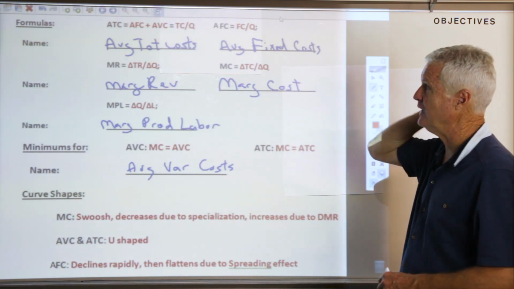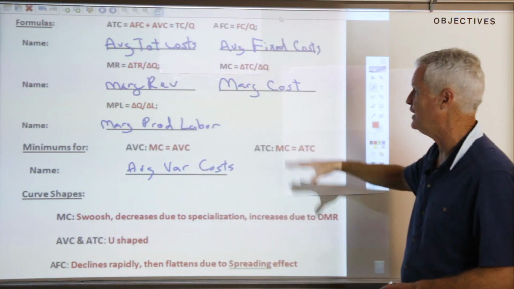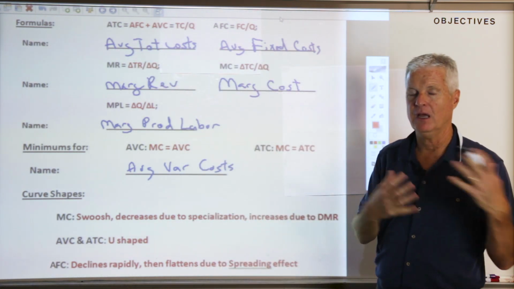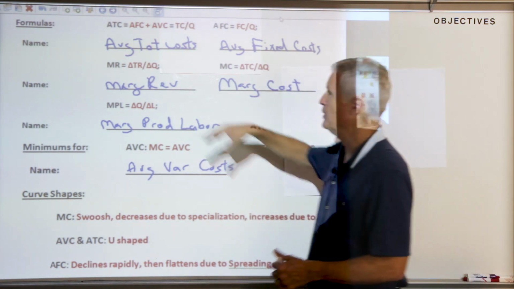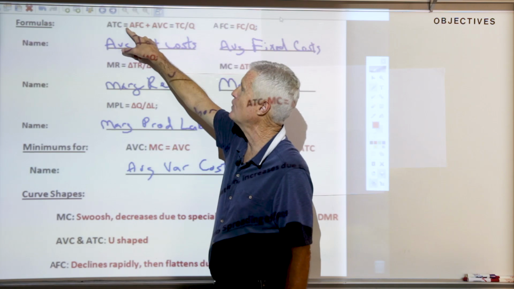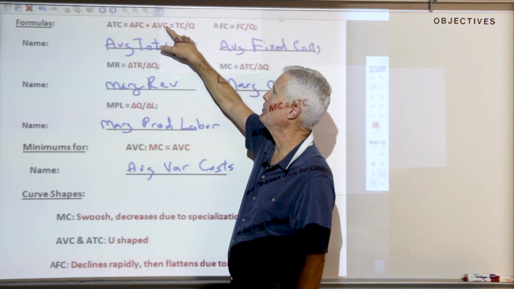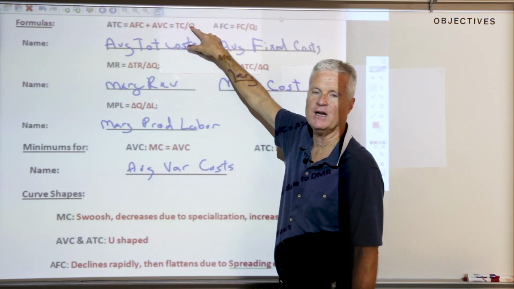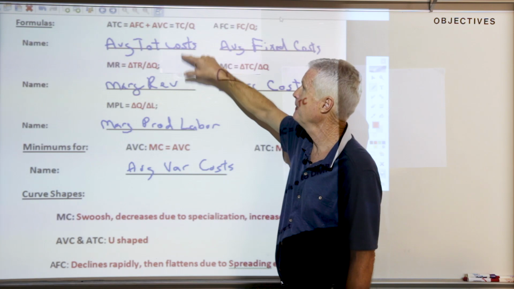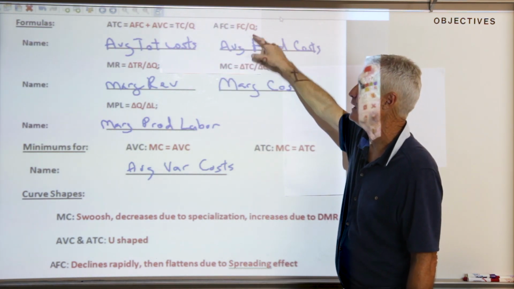Okay, so you're going to fill these in. I'm going to give you the black. Everything in black on this sheet, I give you. Everything that's not in black, you give me, okay? So up here, I can put ATC, average total cost, equals average fixed cost plus average variable cost, or it also equals total cost divided by the quantity, okay? Average fixed cost equals fixed cost divided by quantity, okay?